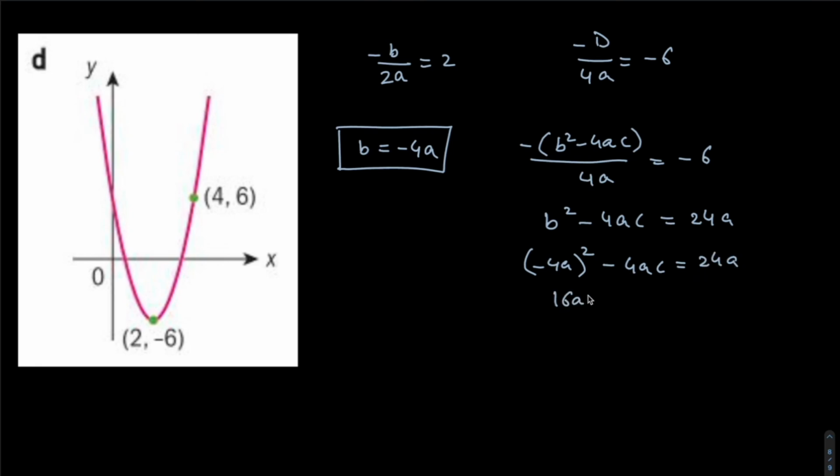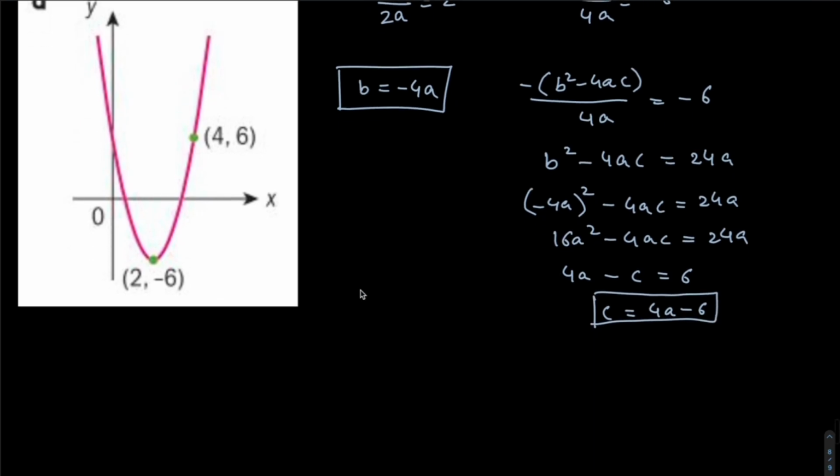So I'm going to have 16a squared minus 4ac is equal to 24a. Now if I divide both sides by 4a, what I'm going to have is 4a minus c is equal to 6, right? That's what I'm going to have. So I'm going to write this in terms of c. I'm going to write this as c is equal to 4a minus 6, right? So I have one more relationship here.